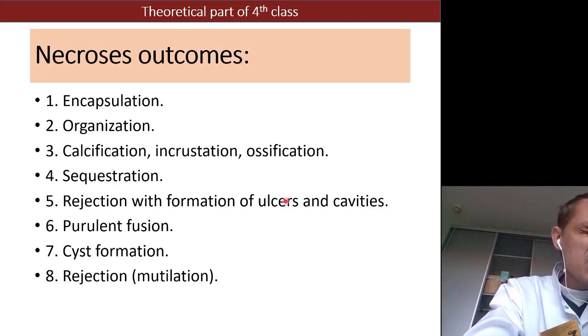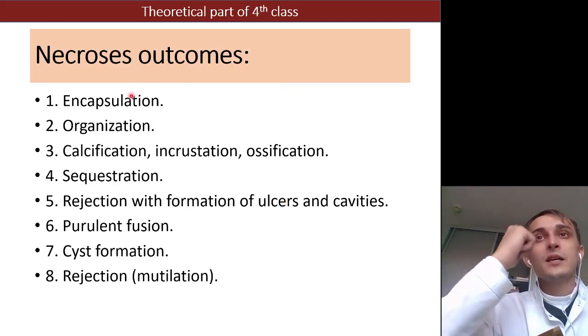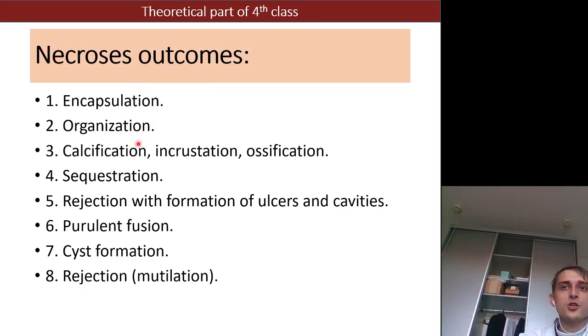Outcomes of necrosis may be different, and some of them are favorable, but some of them unfavorable. So, favorable types of outcome are encapsulation, organization, and calcification. In case of encapsulation, we will see formation of a connective tissue border surrounding the necrotic area. In case of organization, we will see replacement of necrotic tissue by the connective one. In case of calcification, incrustation and ossification, we will see an accumulation of calcium salts in the necrotic area. All other outcomes of necrosis are unfavorable.